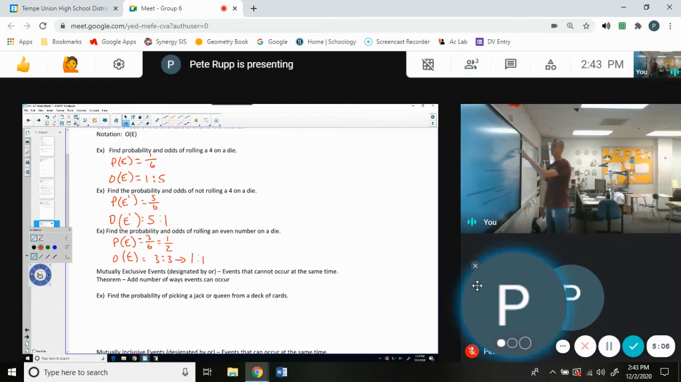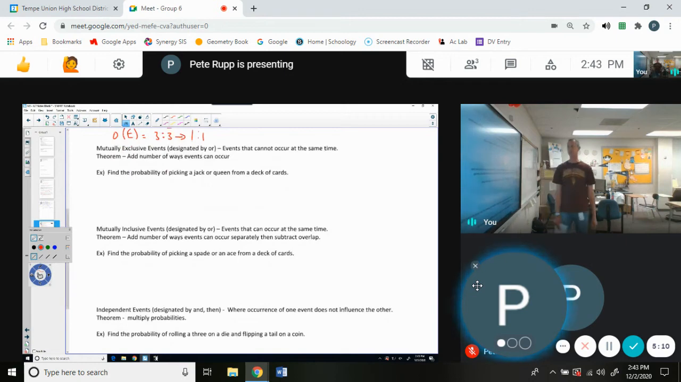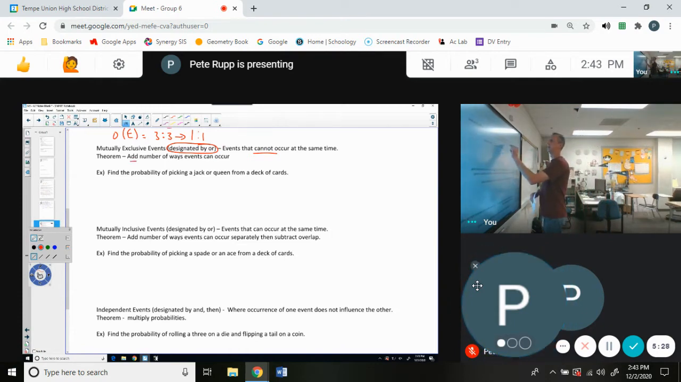Okay, so then moving on to something a little bit more technical here, mutually exclusive events. And these keywords are really important. So it's designated by "or." You definitely want to write that down, highlight it in your notes, okay? So mutually exclusive events, usually designated by "or," are events that cannot occur at the same time. And you're going to add the number of ways that events can occur.